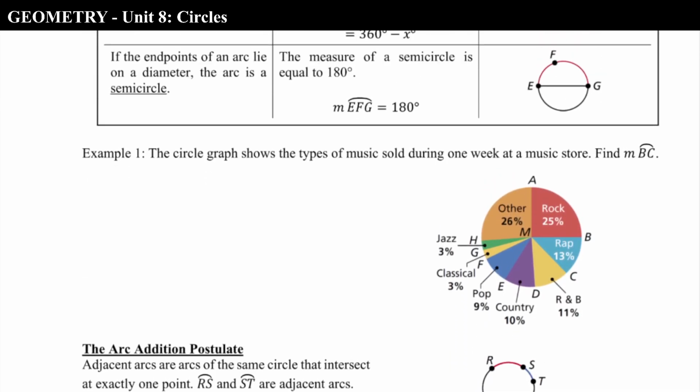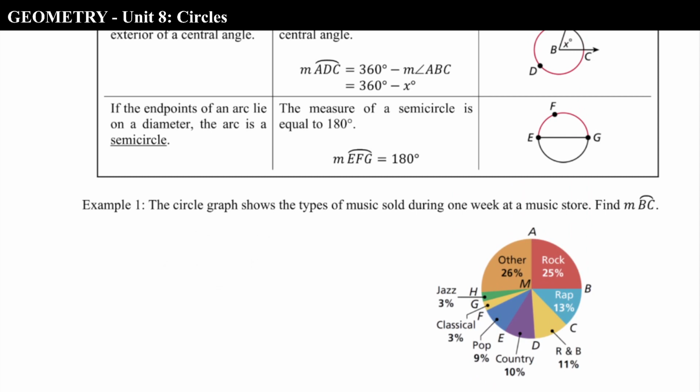So let's do an example of this. The circle graph shows the types of music sold during 1 week at a music store. We're going to find what the measure of arc BC is, so we are going to find this arc length. Well, to do that, we know that the measure of arc BC is going to be equal to the measure of angle BMC, that central angle that goes with it.